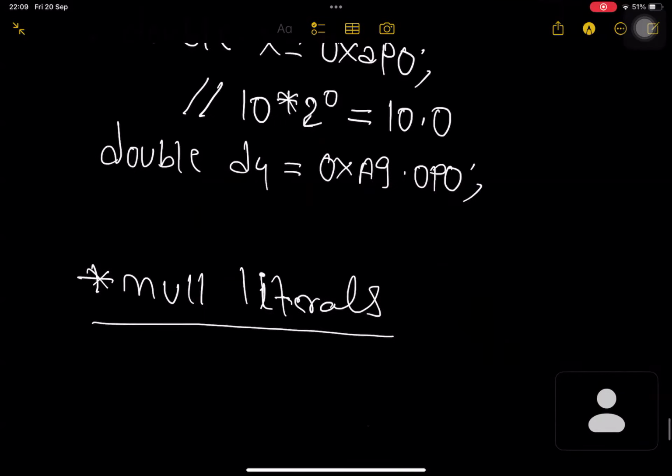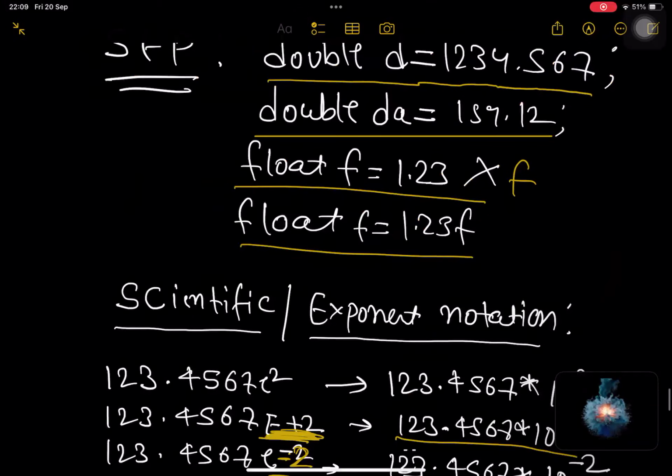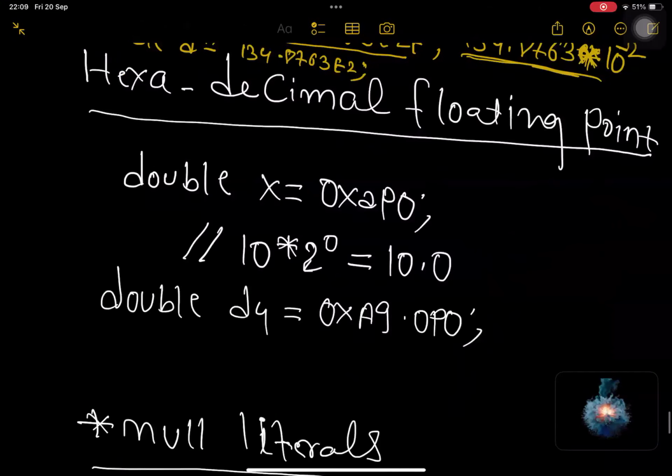Now come to this point. Scientific notation is not all. Floating point also has a hexadecimal representation, which we call hexadecimal floating point. It's kind of similar. For any hexadecimal value, the only thing you have to remember is that you can use capital or small 0x ahead, and then you have your hexadecimal value.